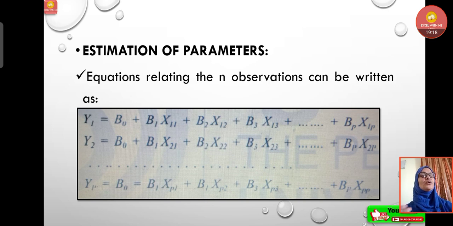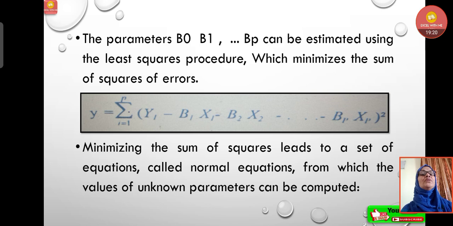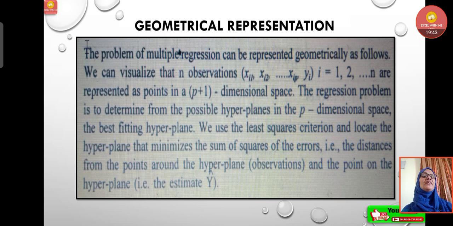You can pause the video and note down. Now, the parameters b0, b1 to bp can be estimated using the least squares procedure, which minimizes the sum of squares of errors. You can note down this formula also. Minimizing the sum of squares leads to a set of equations called normal equations from which the values of unknown parameters can be computed. Now geometrical representation, what this is, is not that important for us here.